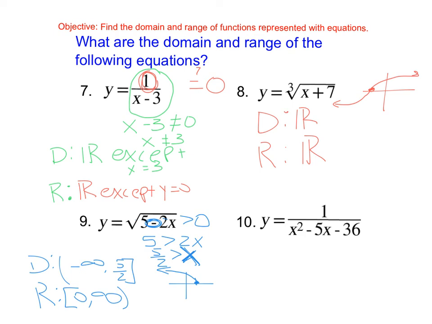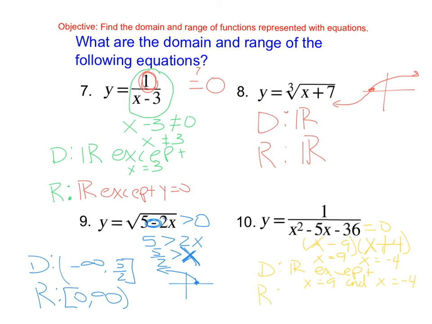Try number 10. It's very similar to number 7. So just like before, we can't have 0 in the denominator. So I'm going to set that equal to 0, factor it, x minus 9, x plus 4. So x equals 9, x equals negative 4. That is what the graph cannot have, right? If we plug in 9, I'm going to get 1 over 0. That's not allowed. So for the domain, all real numbers except x equals 9 and x equals negative 4.